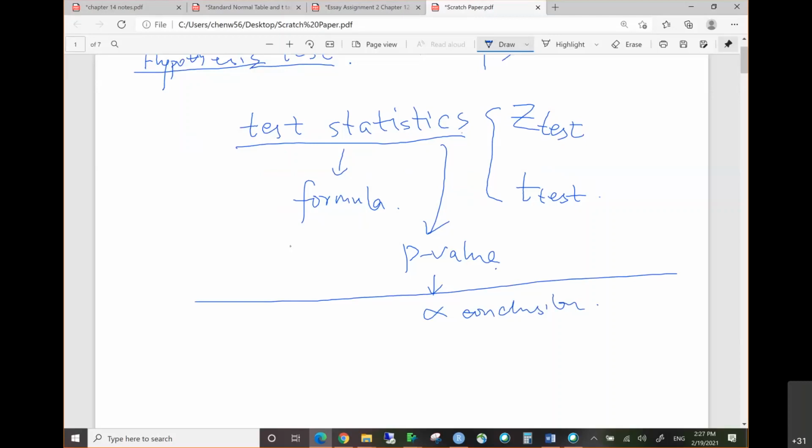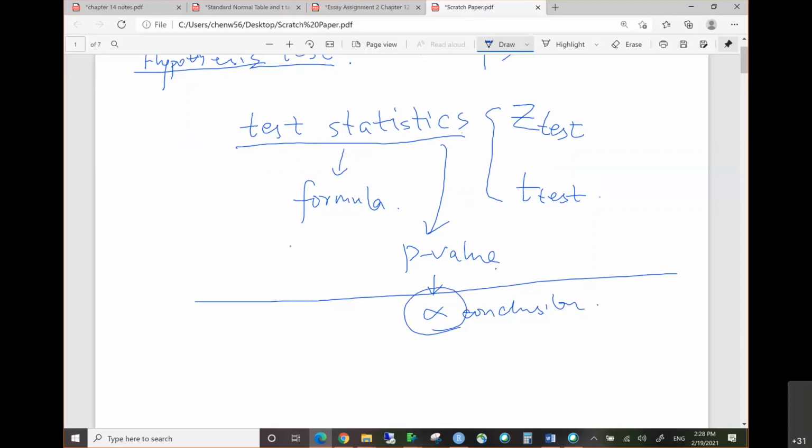You do not need the alpha, right? You only need the alpha when you have the p-value. When you want to make the conclusion, you just compare your p-value with alpha. Before that, you even don't need the alpha.